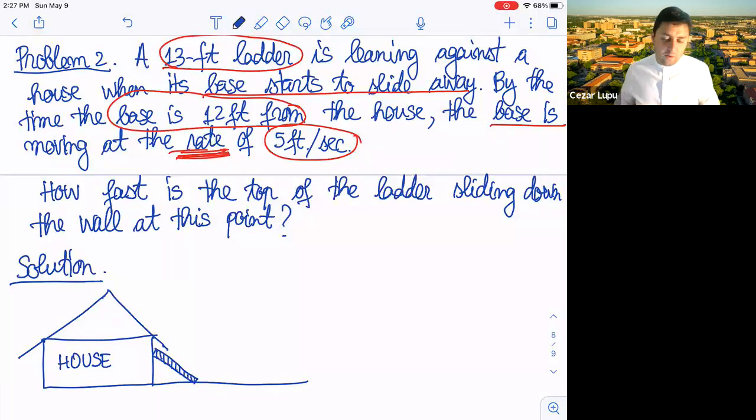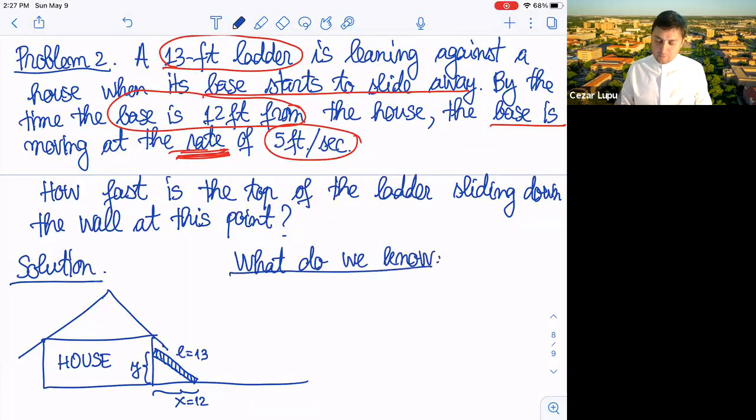And we know one thing about the ladder. So we know that the ladder is leaning against the house. And we know that at the base, this guy is x, let's say, which is 12. And the ladder is like 13 feet. So let's say this is L, which is 13. And now let's just say that this is y. So what do we know?